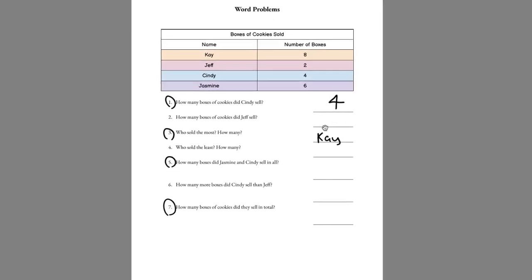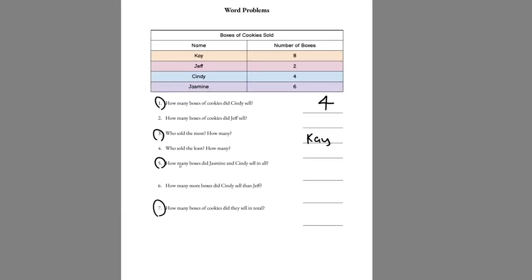Now for question 3, who sold the most? We can just compare these numbers, and it seems that 8 is the largest number of the 4. We can look to the left of it and see K's name, so we put down K, because that person sold the most boxes of cookies.